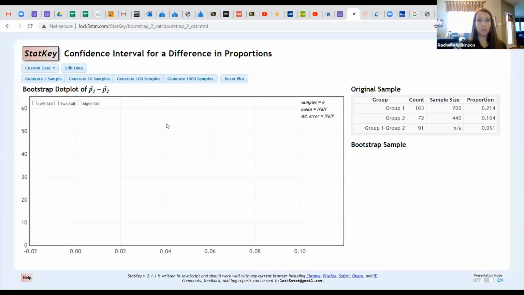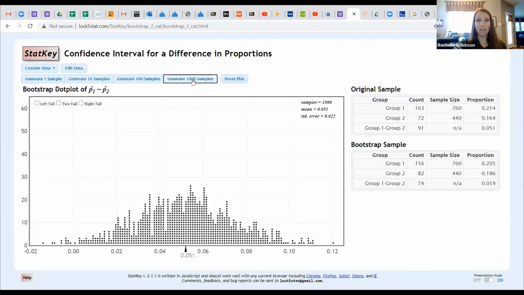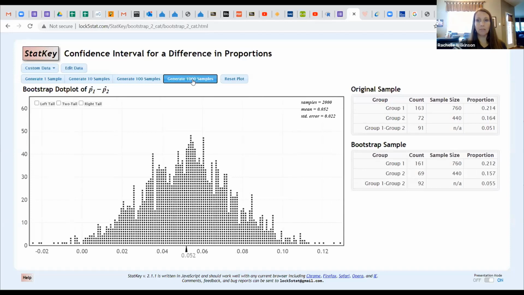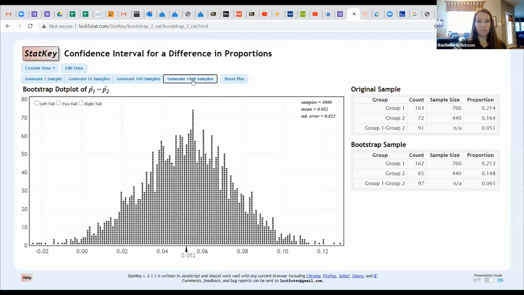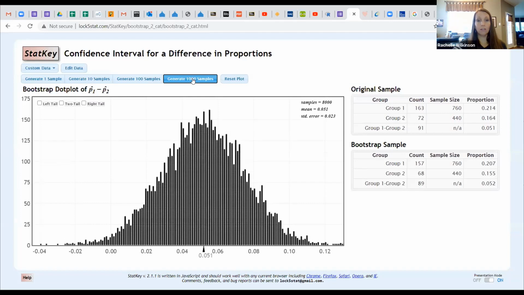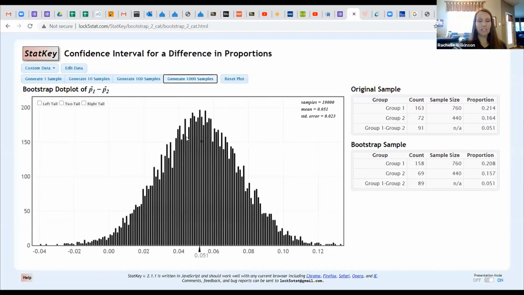Now I'm ready to construct my bootstrap distribution. So I'm going to click this Generate 1,000 Samples button a whole bunch of times. It's usually a good idea to do several thousand times. So I've got 10,000 times here. That should be pretty good. And now I'm going to use this estimate of the standard error right here to construct my confidence interval. So I'm going to take my original sample statistic plus and minus 2 times this standard error.